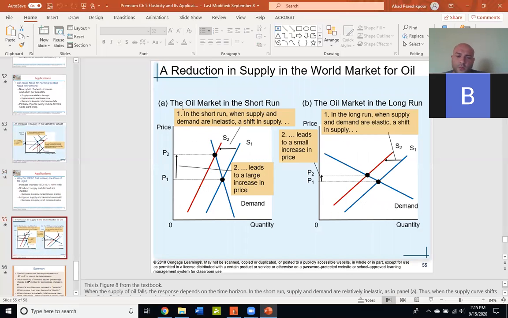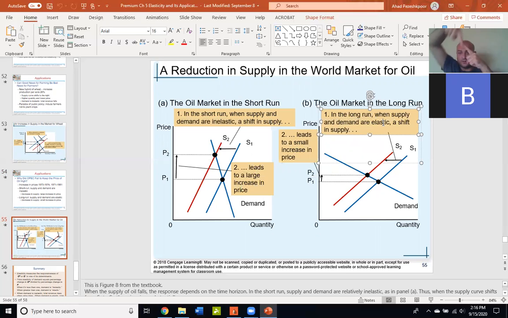You can see the oil market in the short run. When supply and demand are inelastic, there is a shift in supply. This shift in the short run leads to a large increase in price. In the long run, however, it's the opposite. When supply and demand are elastic, you can see both curves are more flat. In the short run, they're like this.